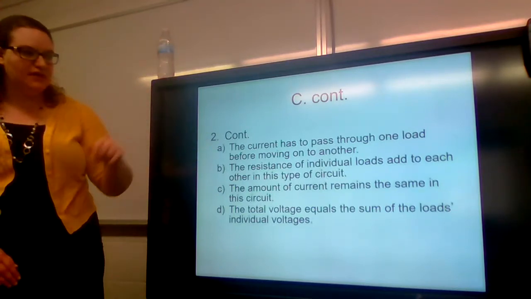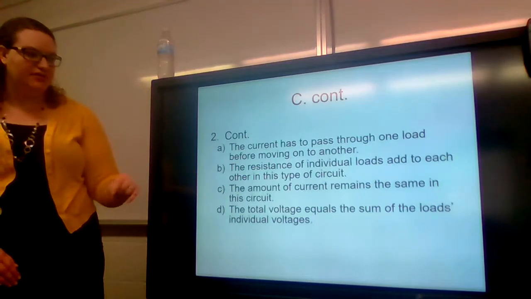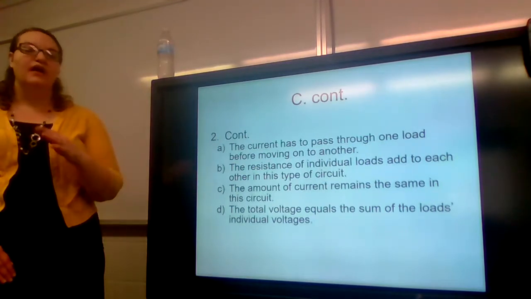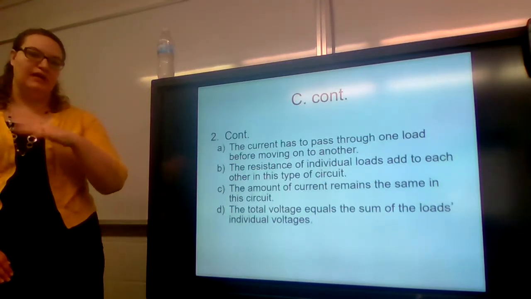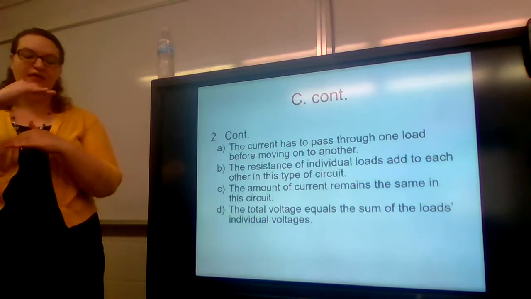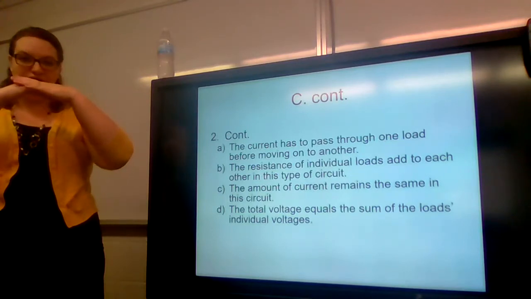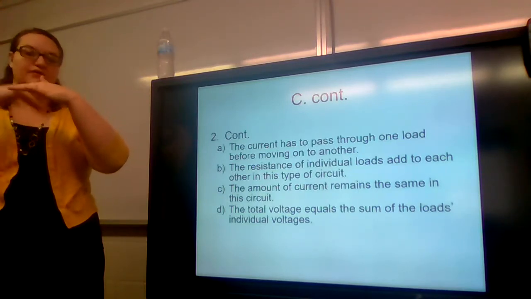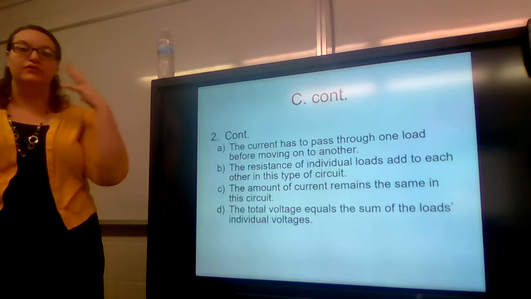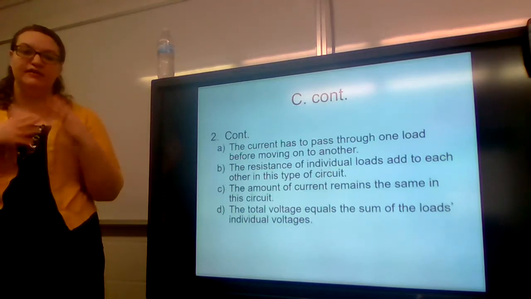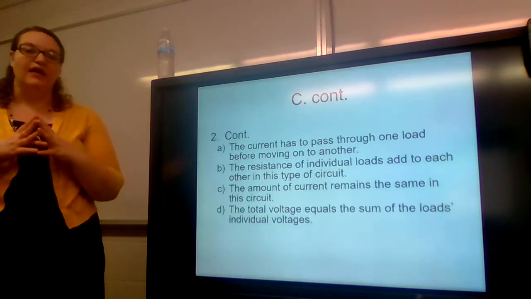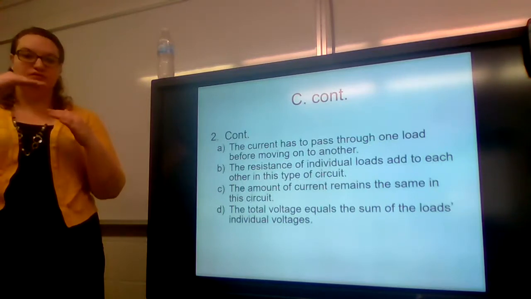The resistance of individual loads add to each other in this type of circuit. So the first load, let's say it was 5, the next load was 10, the next load is 20, okay? You add all those together, 5, 10, and 20, and you get 35. So the overall load of the entire circuit is 35, okay? It has to do with each stop.